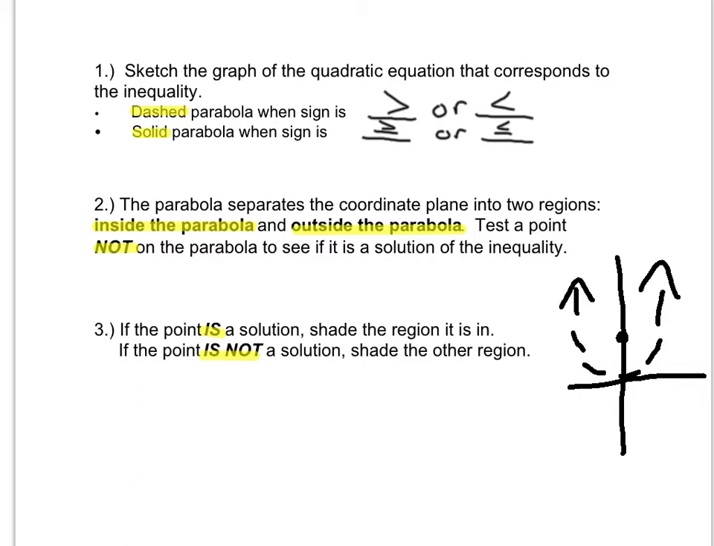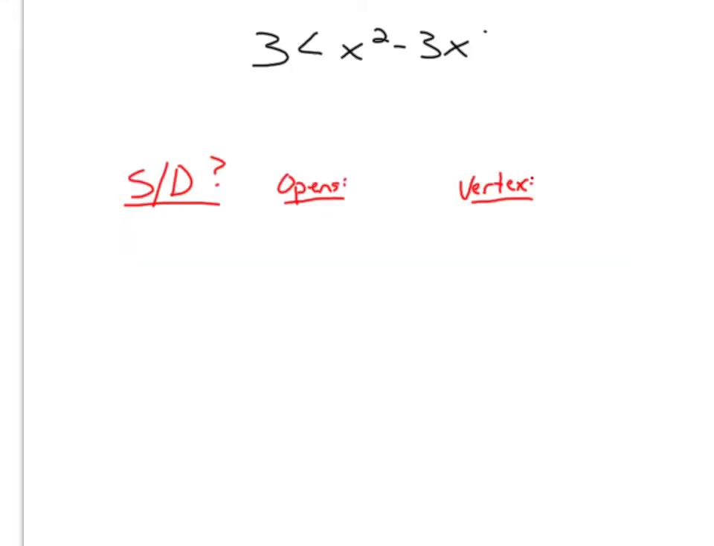So that's what we're talking about. We're sketching the graph of quadratic inequalities. Alright, and I've got one example for you, so let's go ahead and do it. First thing, here's our quadratic inequality. So we got 3 is less than x squared minus 3x. Again, our first thing we need to do is get this into standard form. So I'm not going to move my x's around, but I'm going to go ahead and subtract 3 from both sides. And I get 0 is less than x squared minus 3x minus 3.